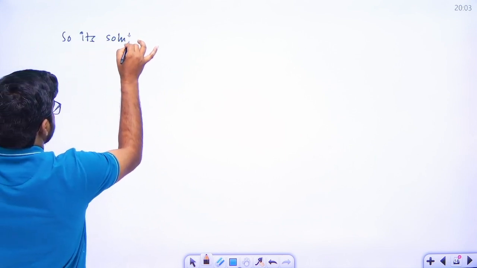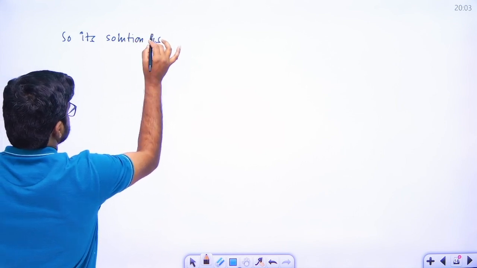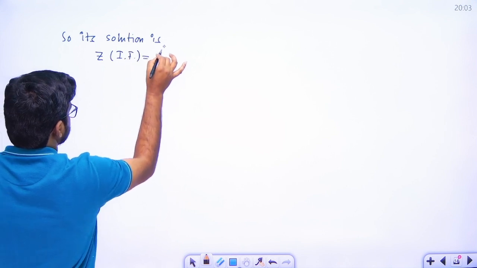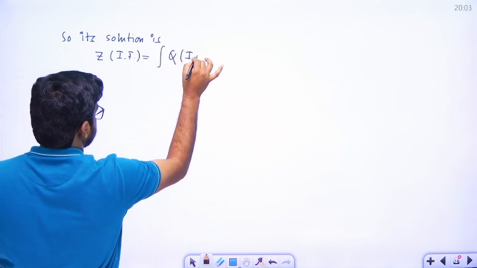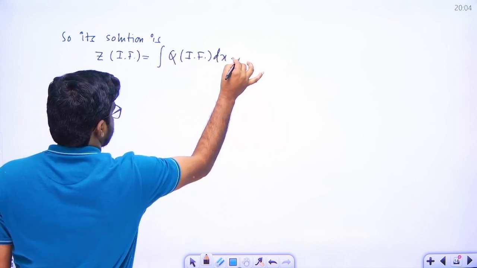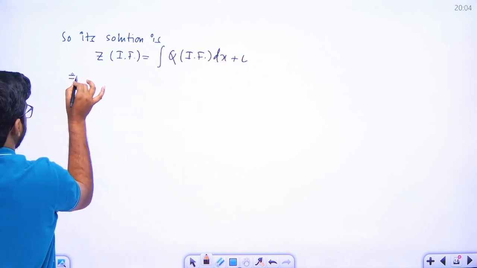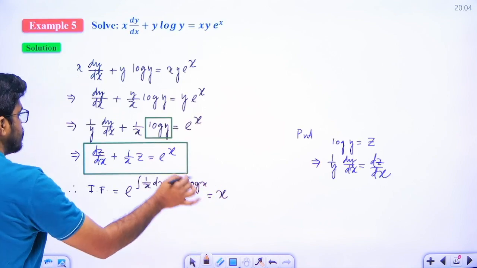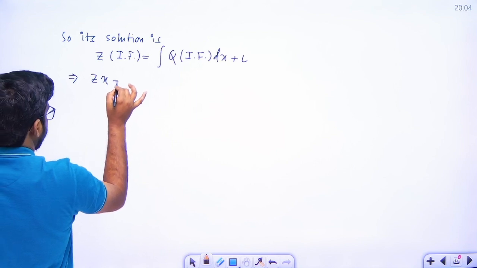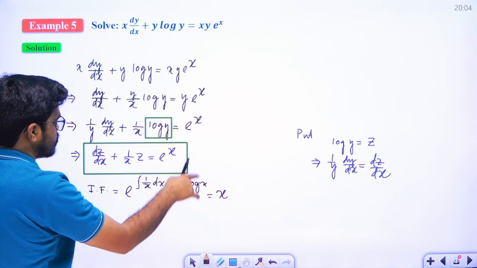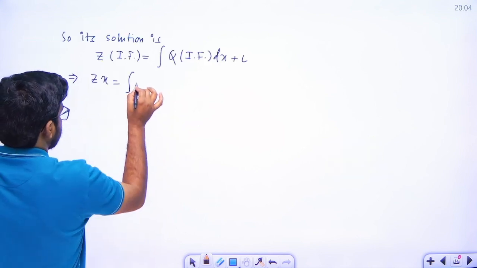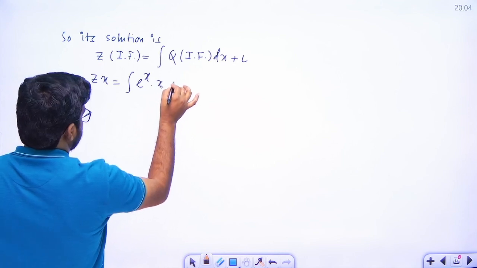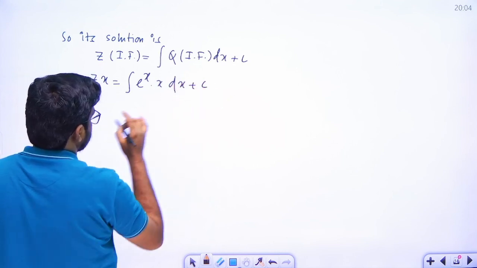So its solution is z into integrating factor equal to integration of q into integrating factor dx plus c, where q is the right hand side. So z into x equals integration of q, that is e to the power x, times the integrating factor x, dx plus c.